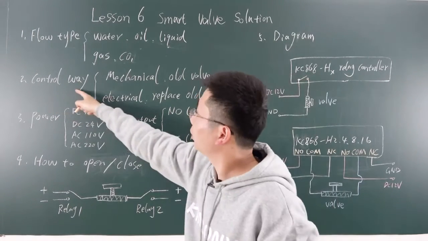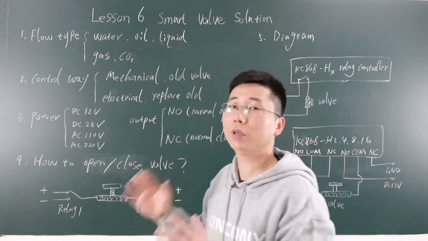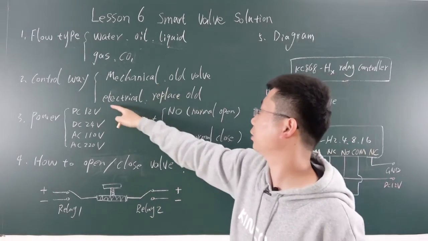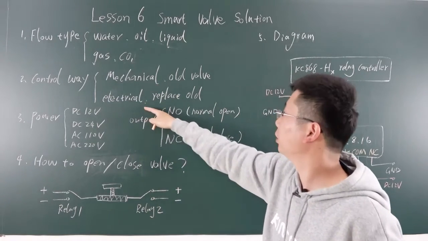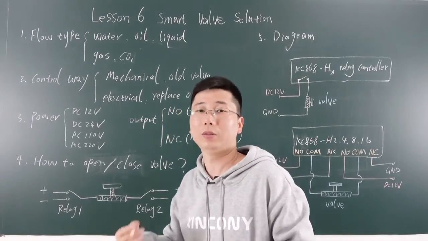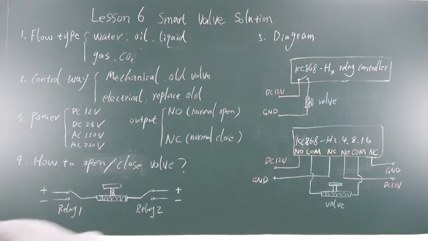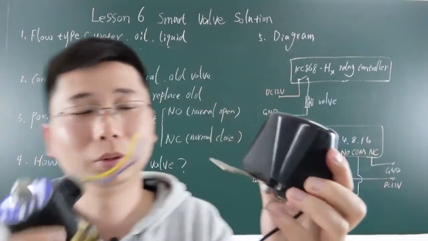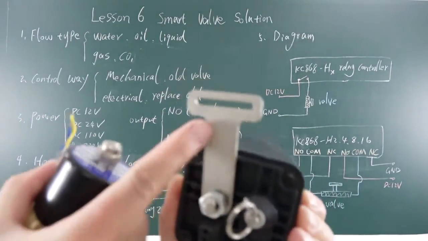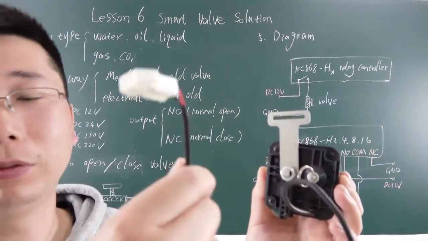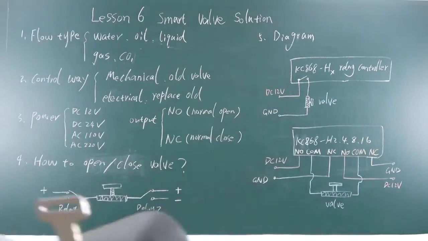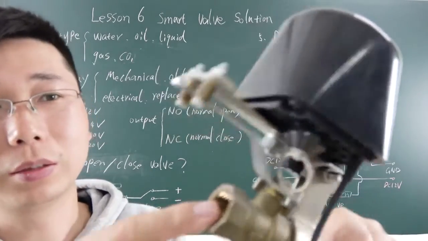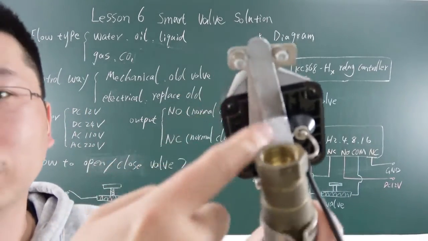And the second, in the control way, there are two ways to control the valve. One is mechanical, and the other is electric. What's the difference? I will give you some devices. This is for mechanical, and this is for electric. This one has a metal device and two lines for the power supply, and it can be installed on the traditional valve, just like this, fixed by the metal device.